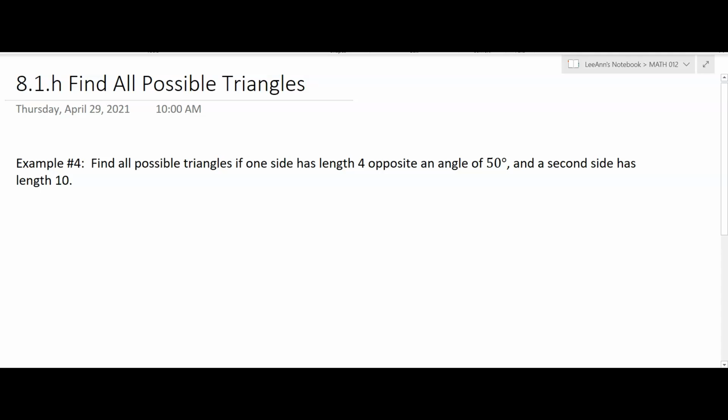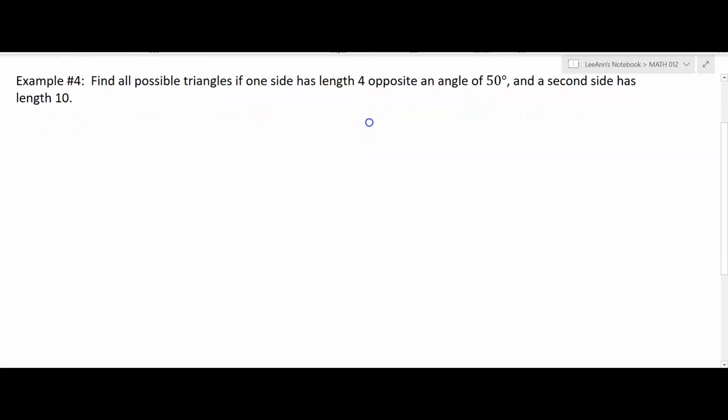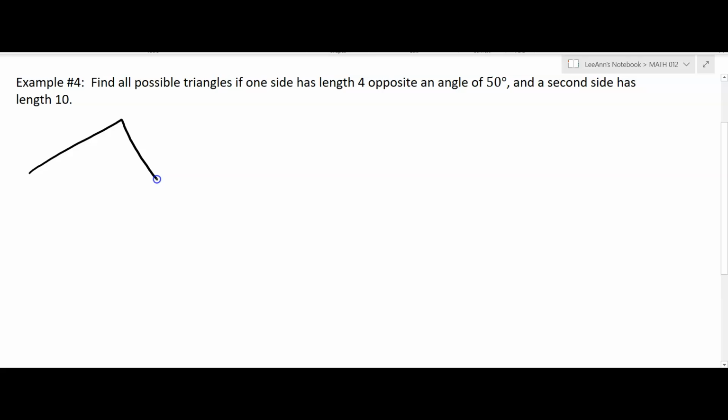Okay, so they want us to find all possible triangles, and then they give us some information. They don't give us a picture this time. I always just make a little triangle, and I go alpha, beta, gamma, A, B, C. And then I just work from there.